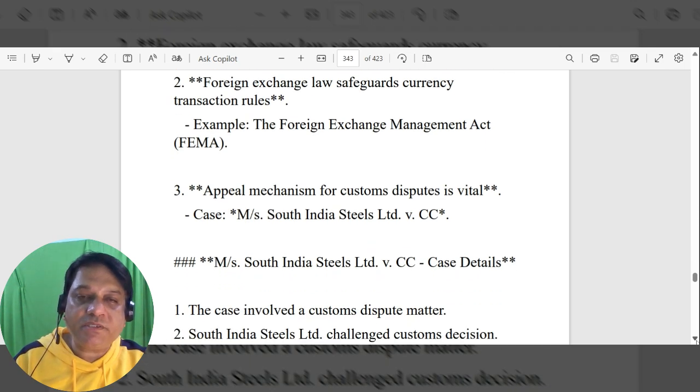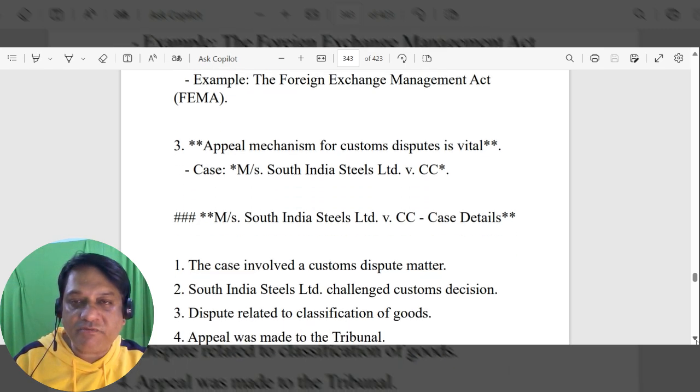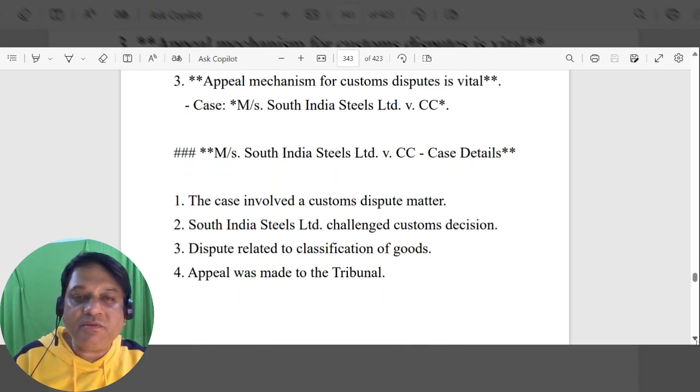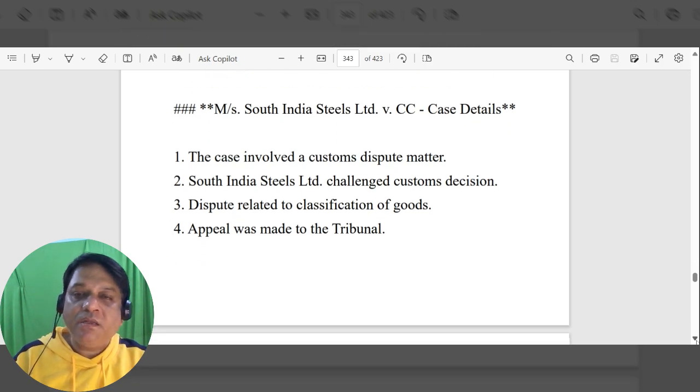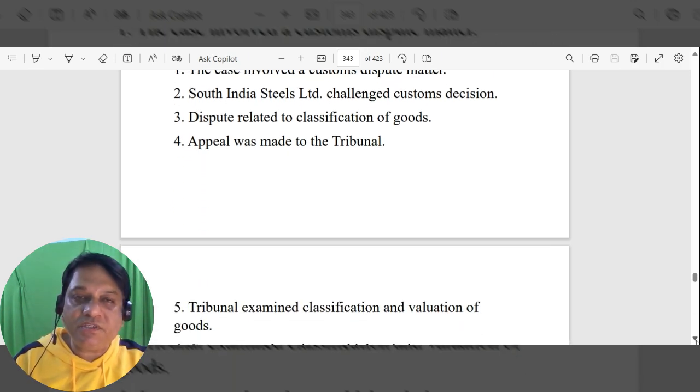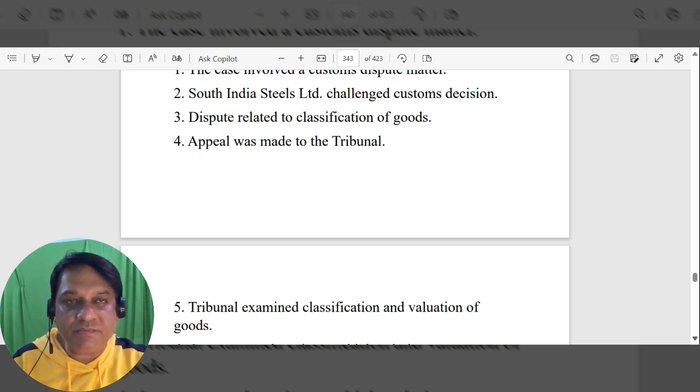Foreign exchange law safeguards currency transaction rules. Example, the Foreign Exchange Management Act, FEMA. Appeal mechanism for customs disputes is vital. Case: South India Steels Limited versus CC. The case involved a customs dispute matter. South India Steels Limited challenged the customs decision.